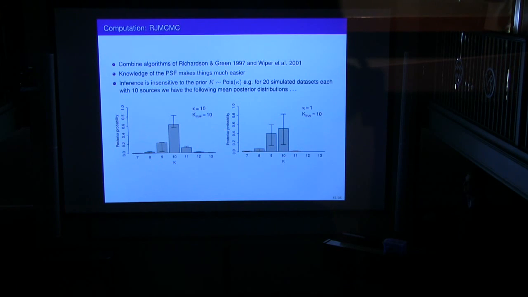We can say that these two distributions are different, which they obviously are a bit. But we should bear in mind that on the left, the prior probability for there being 10 sources is about 1.25 million times larger than on the right. So that's a huge difference in the prior, but the posterior hasn't changed that much.